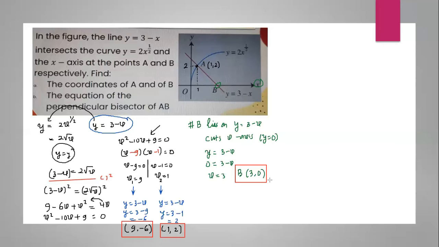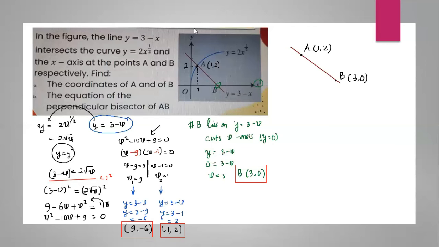The coordinates of A done, the coordinates of B done. Now is the equation of the perpendicular bisector of AB. That's very easy. Here, we're going to find the bisector of AB. This one is A, A is 1 comma 2. And this one is B, B is 3, 0.